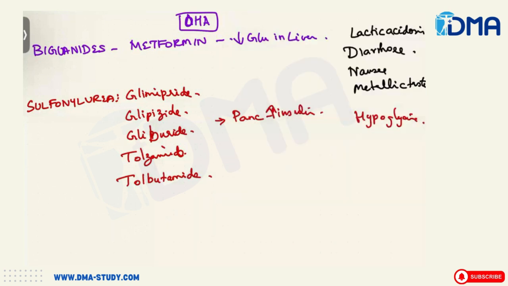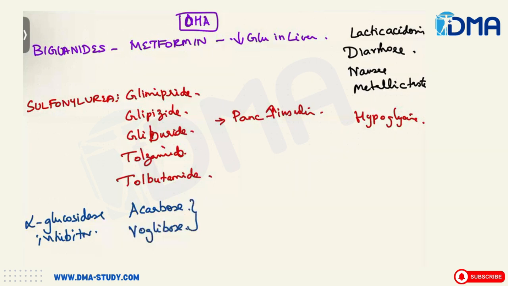Right? Then the next commonly used are the alpha glucosidase inhibitors. As the name suggests, they inhibit the alpha glucosidase that is present in the diet which we have. So this drug has to be taken along with the diet, along with the food. Examples: acarbose, voglibose. What will these drugs do? They slow the absorption of sugar from the gut.